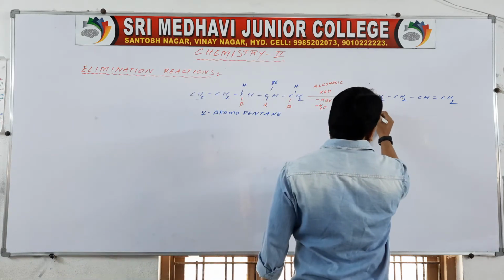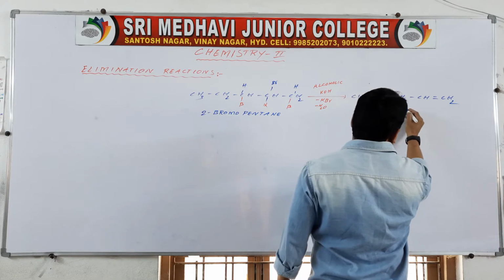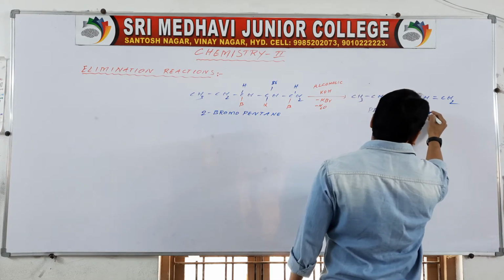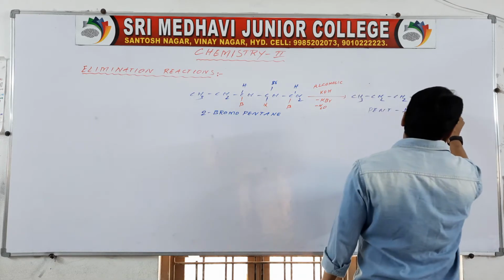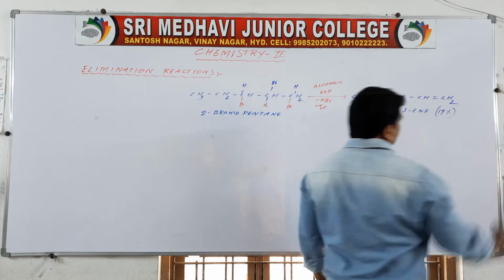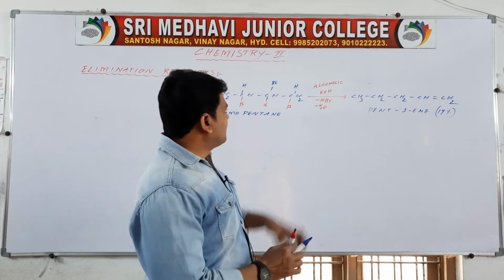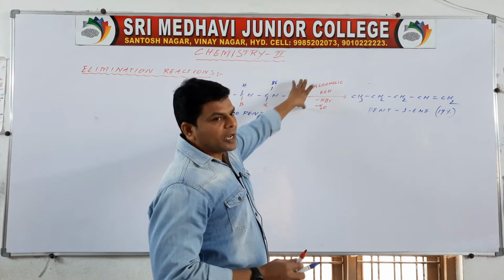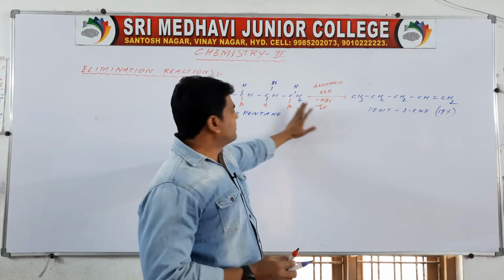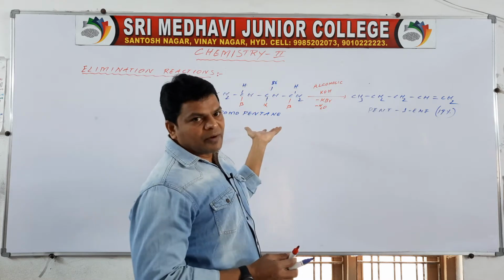So what is the root word? Pent, and then 1-ene. It has only 19% chance to form, when the carbon has fewer alkyl groups. Now take the carbon having more alkyl groups.